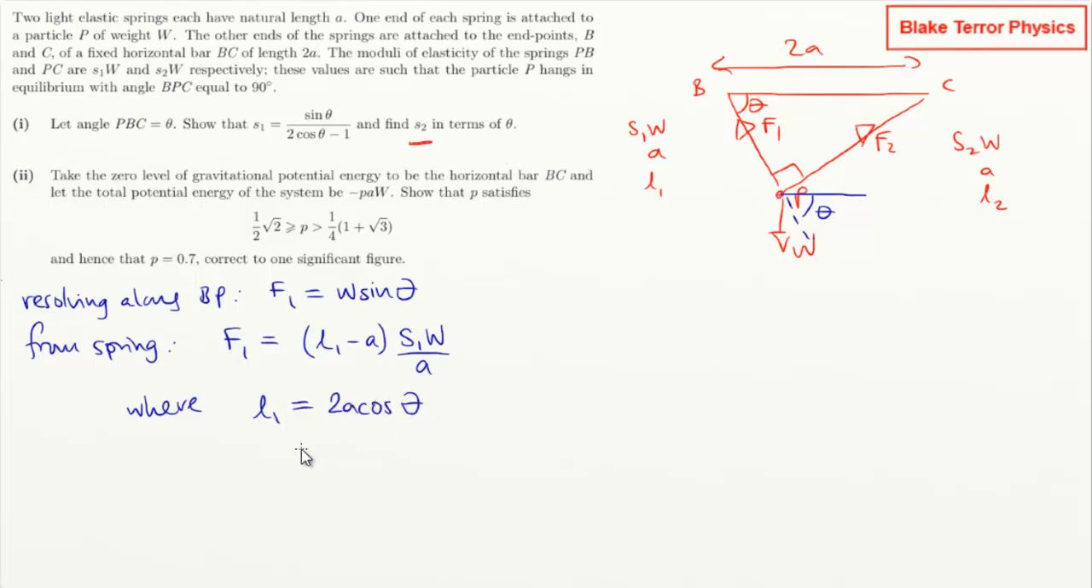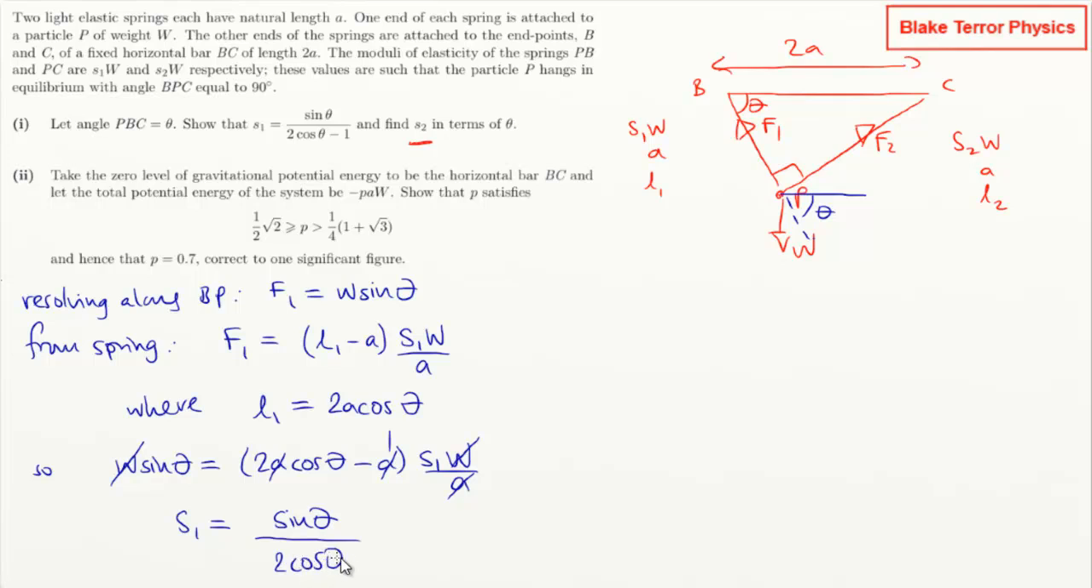So right, let's put all of this in. So we've got that W sine theta is equal to 2A cos theta minus A times S1W over A. Lots of things are cancelling here. Get rid of that, get rid of that, get rid of that and that and that. So I get S1 is sine theta over 2 cos theta minus 1. Right, that was pretty easy.